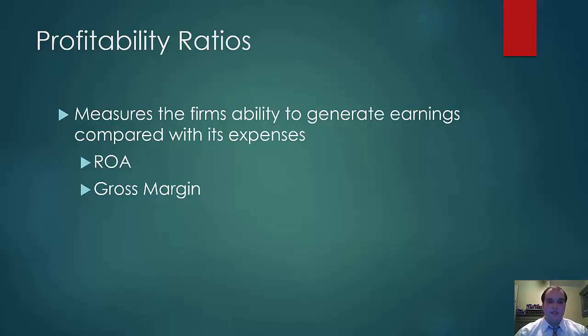The final section I'll be discussing is the profitability ratios. The profitability ratios simply suggest the firm's ability to generate earnings relative to their expenses for the period. Two profitability ratios I'll be discussing within this section are the return on assets as well as the gross margin.